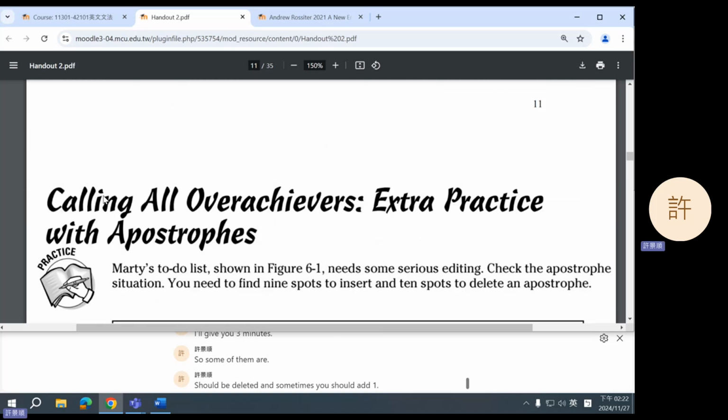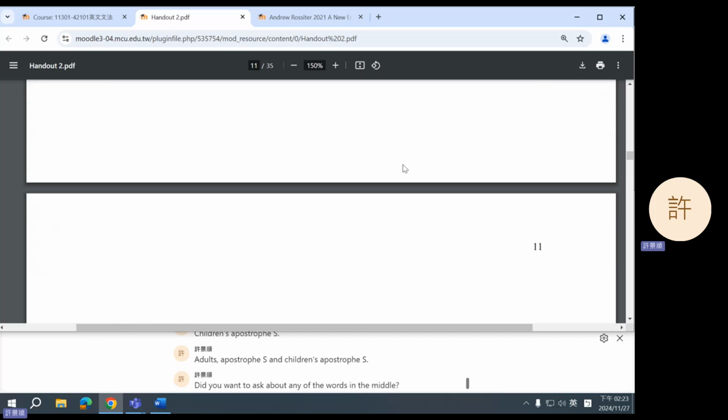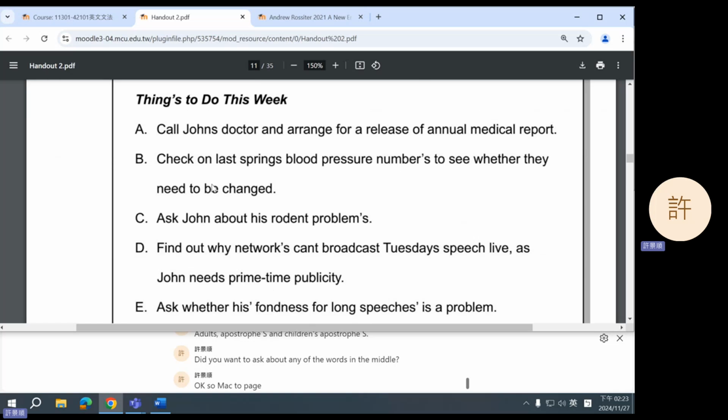Okay, we have a question about the previous page, number 4. Children's apostrophe S, adults apostrophe S, and children's apostrophe S. Yeah. Did you want to ask about any of the words in the middle? Okay, so back to page 11. Did I say 3 minutes? Okay, let's restart 3 minutes from now.